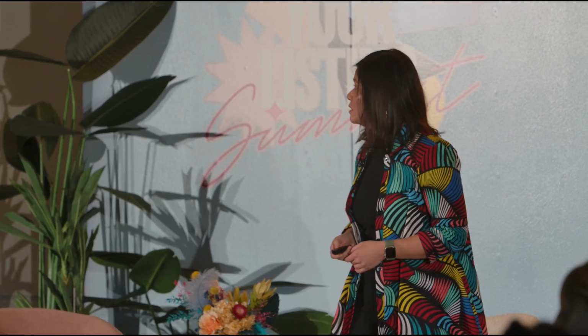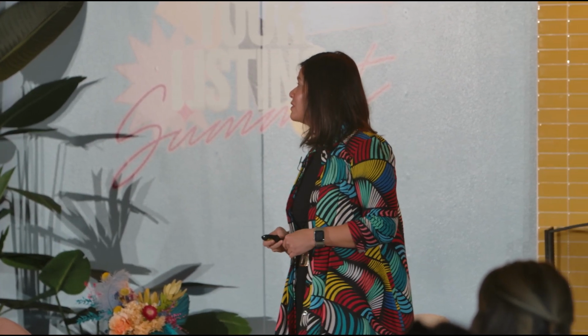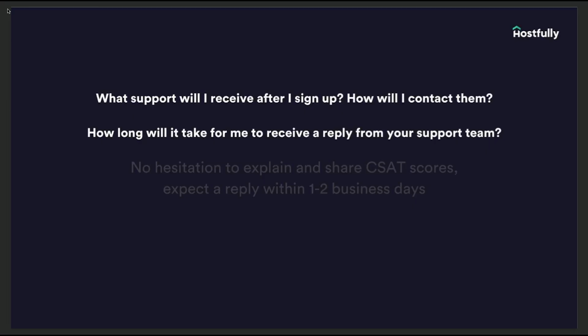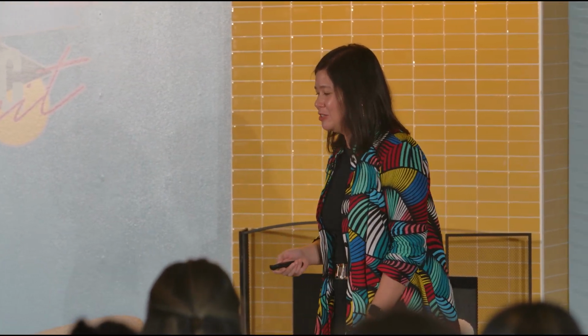And then this is an important one. What support will I receive after I sign up? How will I contact support? Is it chat? Is it email? Can I call somebody? These are important things to know up front. And how long will it take me to receive a reply back from your team? They can tell you the SLA, but you're also wanting to hear how they talk about their customer support. If they're couching things or being apologetic about it, you might pick up on some things that are interesting for you.